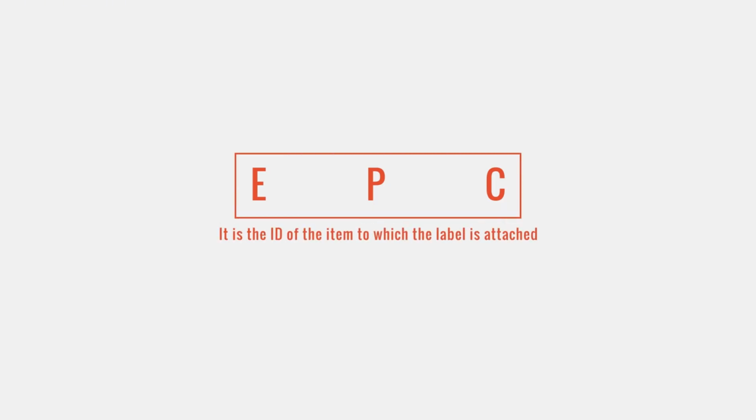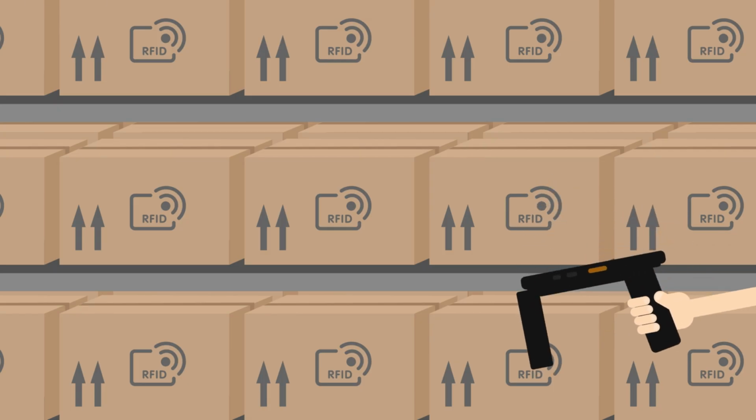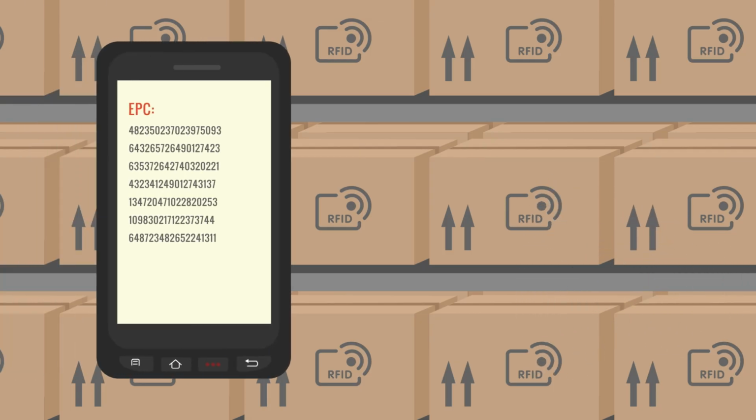EPC stands for electronic product code, and it is not used to assign a number to the tag itself, but rather to assign an ID to the item the tag is attached to. When a reader scans tags in a warehouse, the main value it reads is the EPC stored in EPC memory.